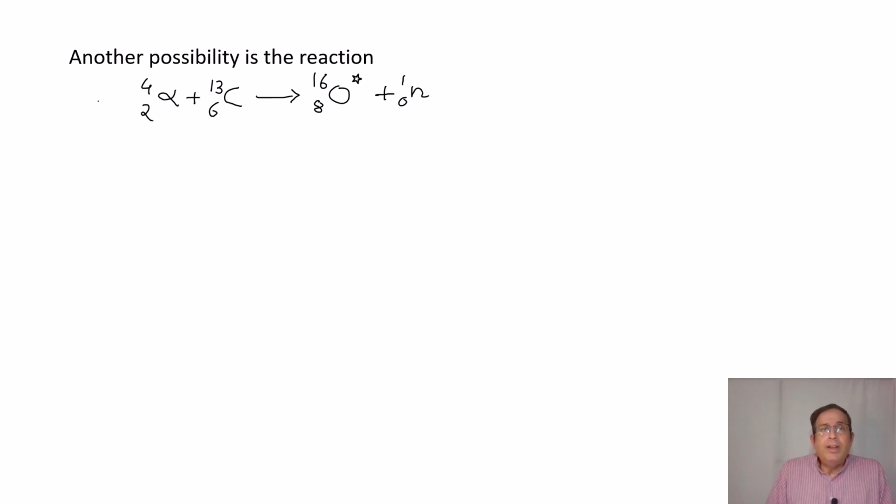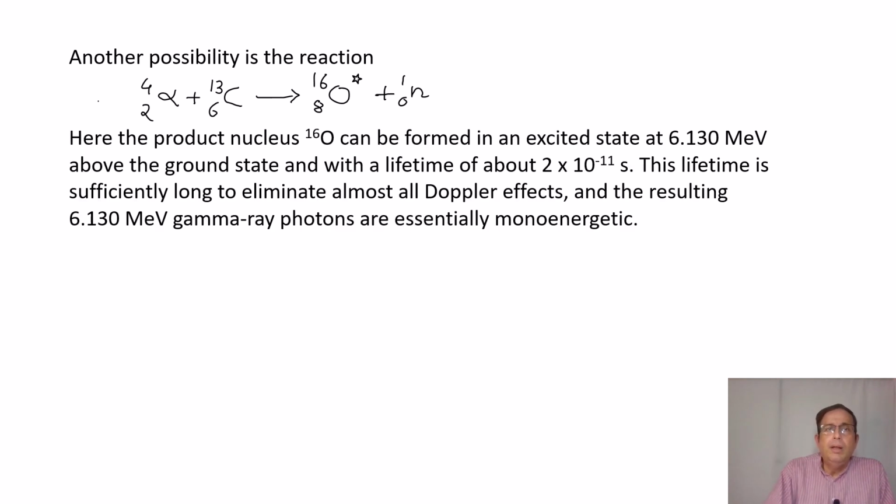But in another possible reaction, like carbon-13 bombarded with alpha-4, we get oxygen-16, which is in the excited state, plus a neutron. Now the oxygen-16 is produced in the excited state of 6.130 MeV above the ground state, and this excited state has a lifetime of 2 times 10 raised to the minus 11 seconds. This lifetime is sufficiently long. It is quite long compared to the femtosecond order lifetime for the earlier reaction.